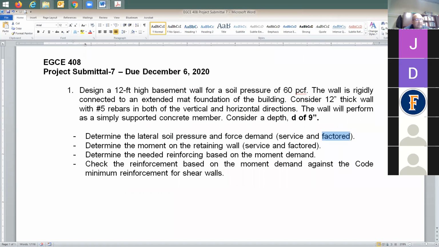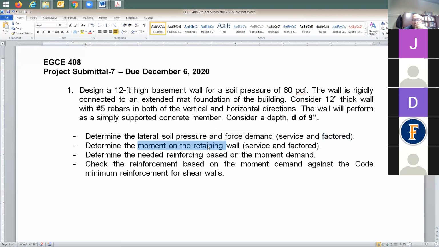Any questions on this step? So when we're doing factored, we multiply 1.6 by the pressure, by the force, and by the moment. Okay, all right. So you need to take the service level, you just add the load factor, which is 1.6. Okay. All right. How about the moment? Professor? Yes, go ahead, please.